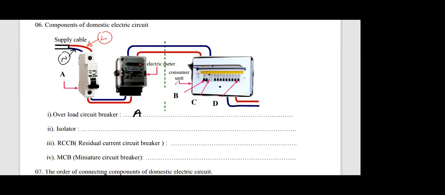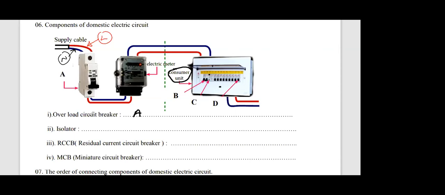Then next one, what is isolator? So you can see here isolator. This entire thing is called consumer unit. Inside the consumer unit, there are three important components. BCD. BCD consists of this fuse box. So that's mostly this is inside your house.